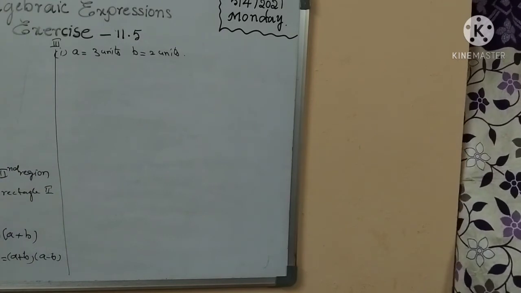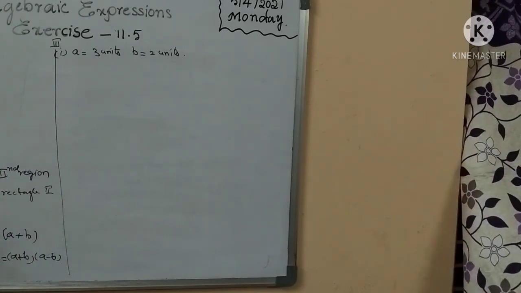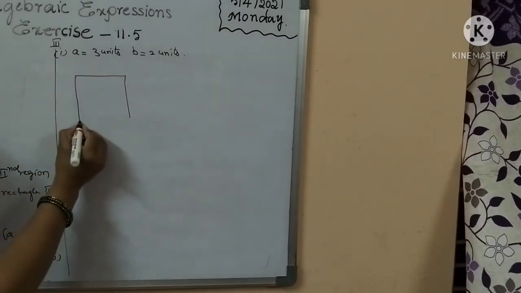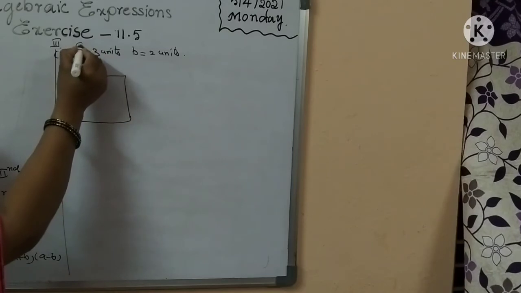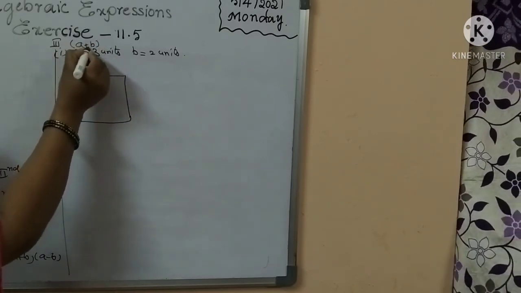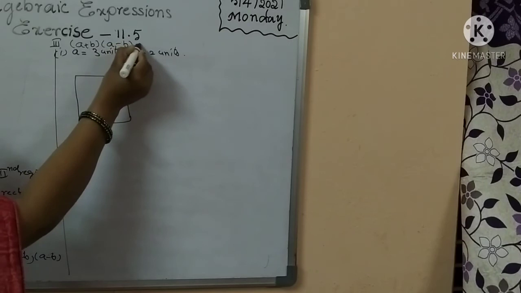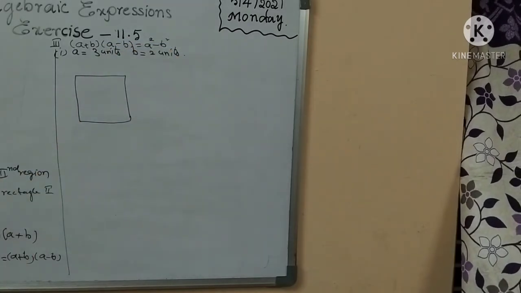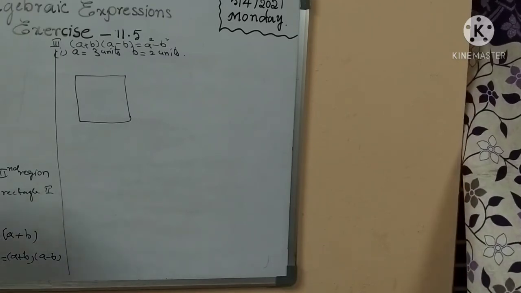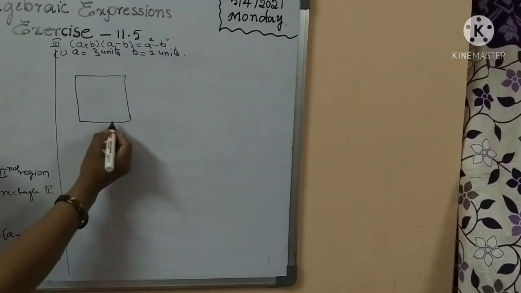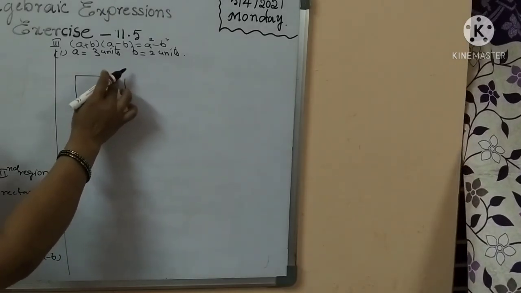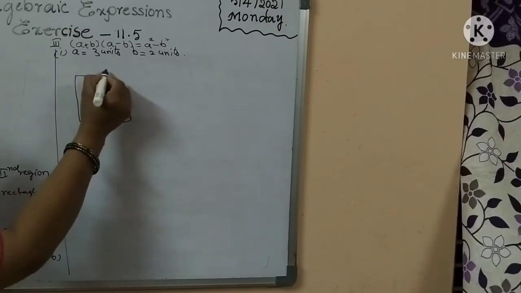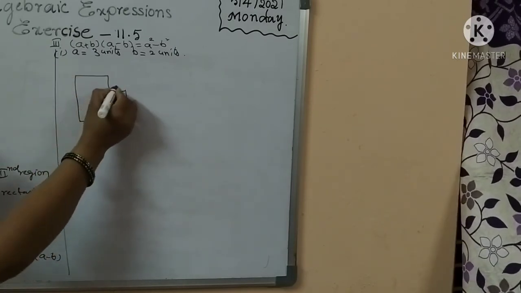So here draw the diagram. It is a square. So a plus b into a minus b is equal to a square minus b square. We can use the formula a square minus b square. So draw the diagram here. One part of it, remove 2 units. How much here? 2 units. Remove the part of a, 2 units.